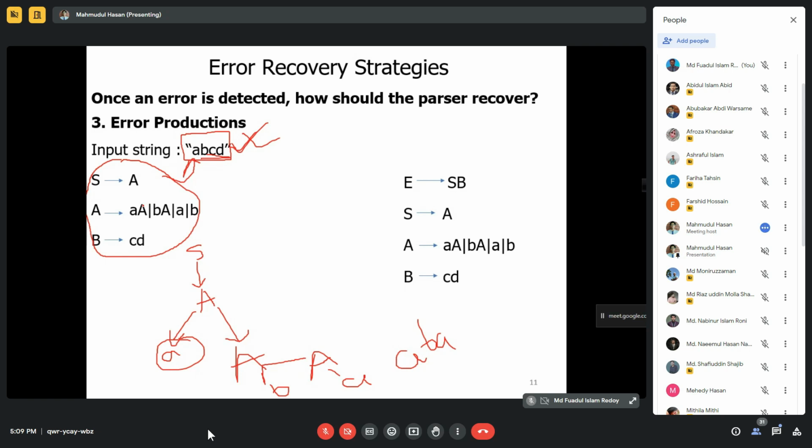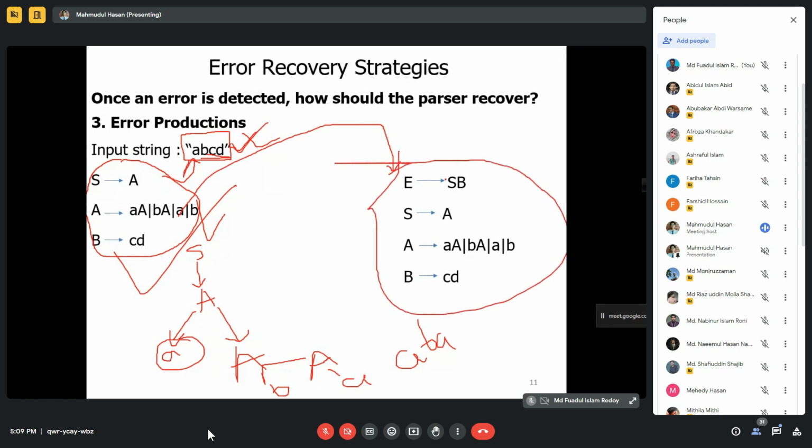Sometimes your compiler has grammars, but that grammar is not enough to generate some input string. At that time your compiler itself changes the grammar. Suppose at first the grammar looks like this one, then your compiler changes the grammar like this one, and this one is known as augmented grammar. That means your compiler augments the already existing grammar so that the input can be accepted. Look at this one, this is new.